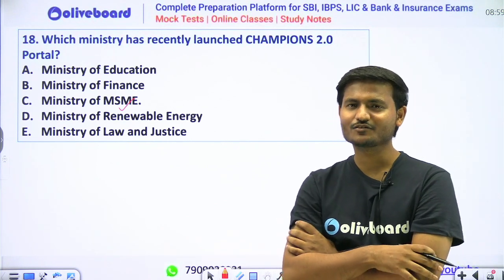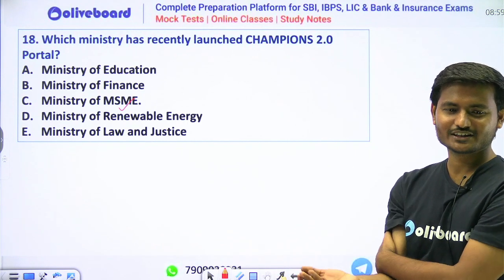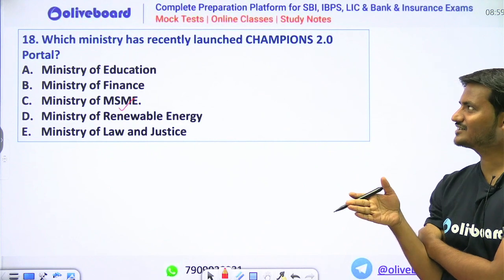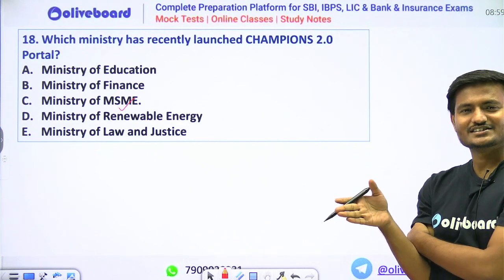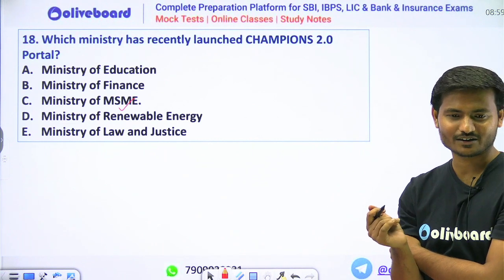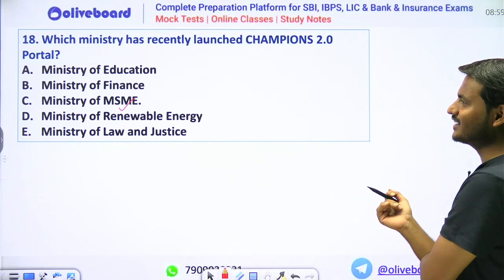जो दिखता है वो नहीं होता है, so you can apply the fact that what appears is not what it is here. Champions does not only mean education, champions can also be in the industries. So here the answer is C, that is Ministry of Micro, Small and Medium Enterprises.